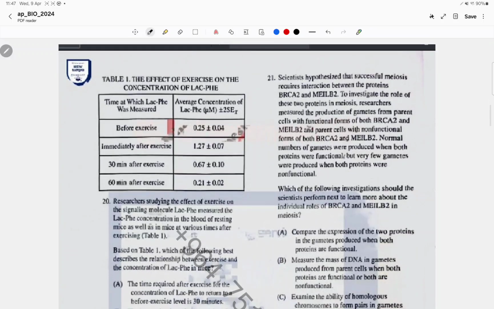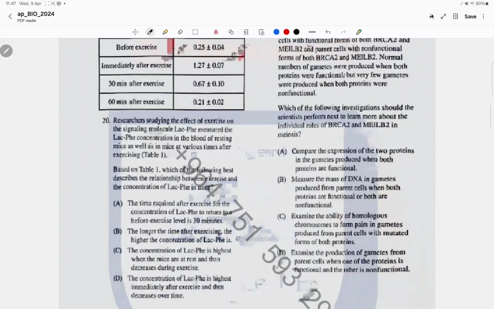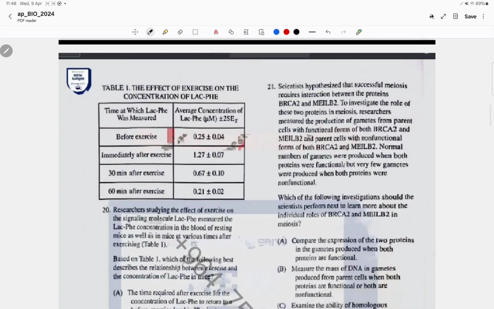So here we have the effect of exercise on the concentration of LAC-PHE. And we're measuring the time at which LAC-PHE was measured: before exercise, immediately after exercise, after 30 minutes and after 60 minutes. Researchers studying the effect of exercise on the signaling molecule LAC-PHE measured the LAC-PHE concentration in the blood of resting mice as well as in mice at various times after the exercise. So based on table 1, which of the following best describes the relationship between exercise and the concentration of the LAC-PHE? Let's go back to the table.